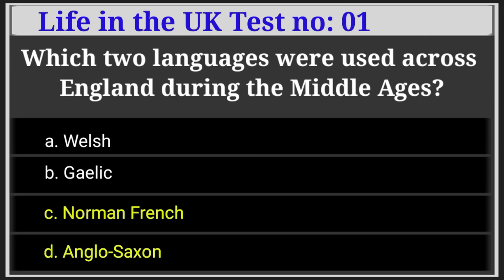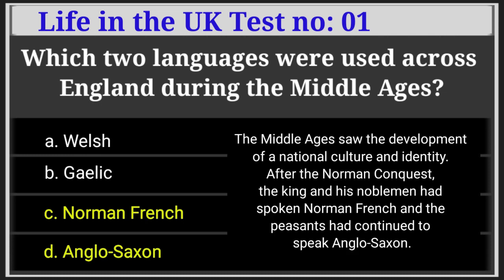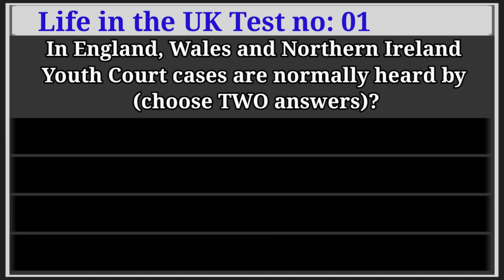The Middle Ages saw the development of a national culture and identity. After the Norman conquest, the king and his noblemen had spoken Norman French and the peasants had continued to speak Anglo-Saxon.